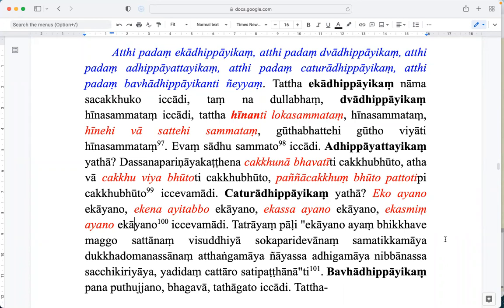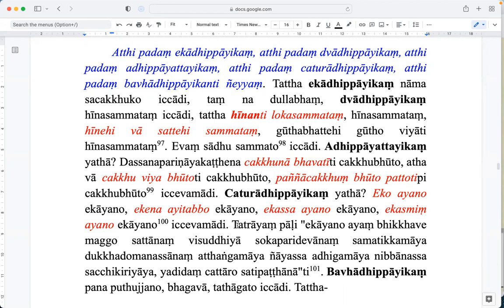So Ekasame Ayano, what does it mean? Ekasame Nyato Dadanaro na Ayano. The way in the dispensation, in the teaching. Ekasame Sasane Ayano. Okay. So Eko Ayano, Ekena Ayitabo, Ekasa Ayano, Ekasame Ayano. So four meanings.